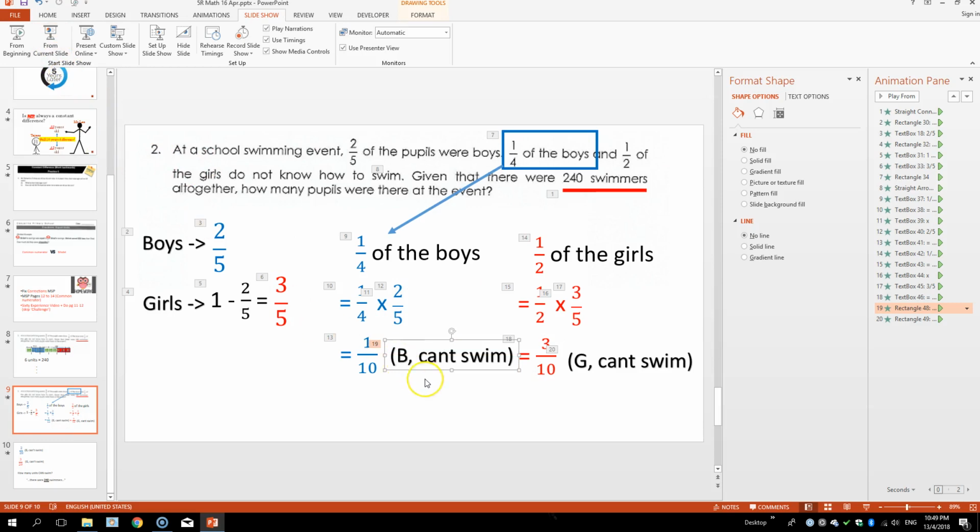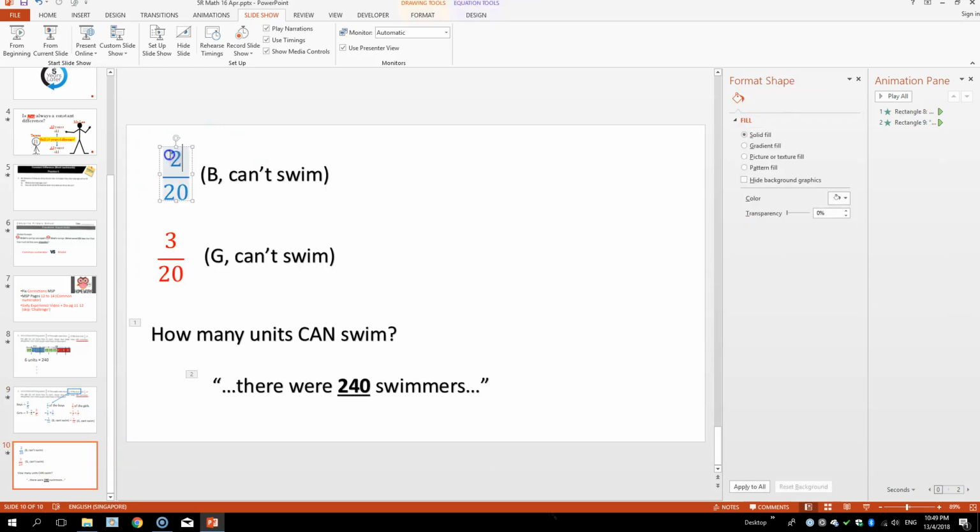Okay, now going by these two fractions, 1/10 and 3/10 makes 4/10 altogether. Sorry, let me change all this mistake. 1/10 and 3/10 are all the units of people who can't swim. Then ask yourself, if 4 units can't swim, how many units can swim? Those are swimmers. 4 units can't swim. How many units can swim? Those are swimmers. Okay, in the story, they said there are altogether 240 swimmers. So do you think you can also work out from here on your own?